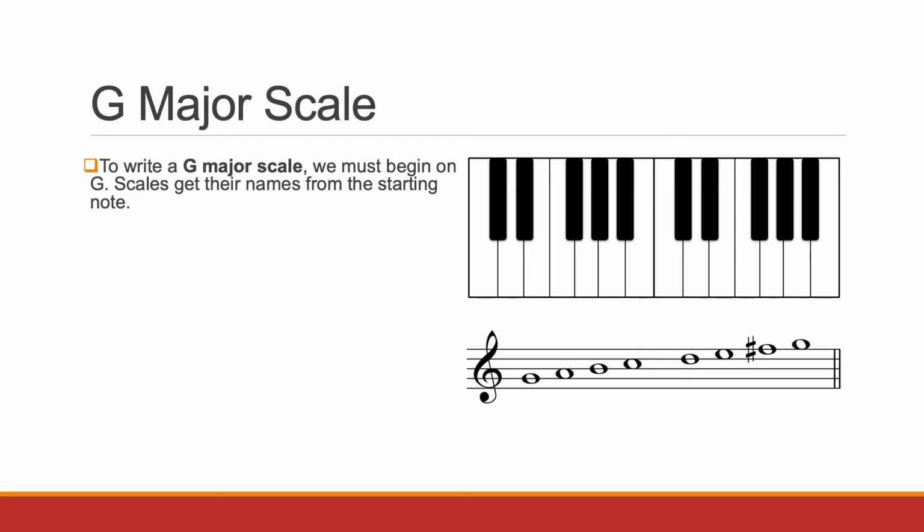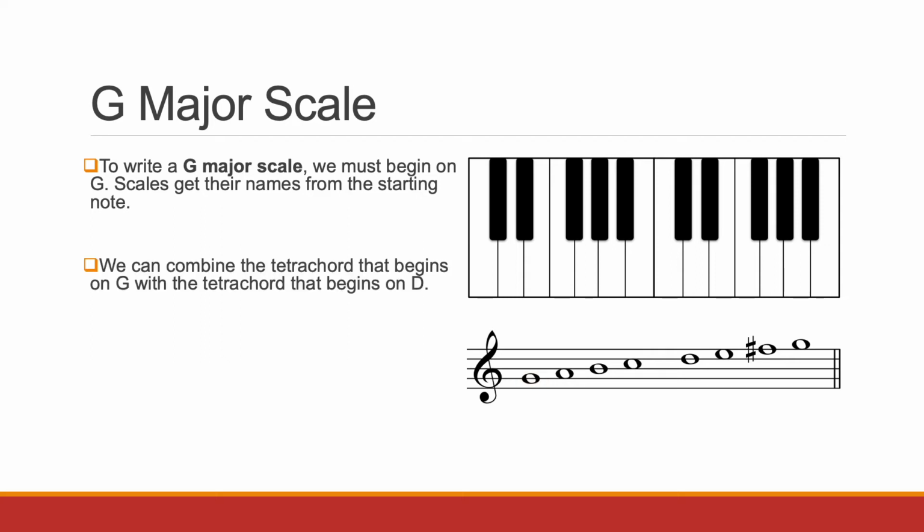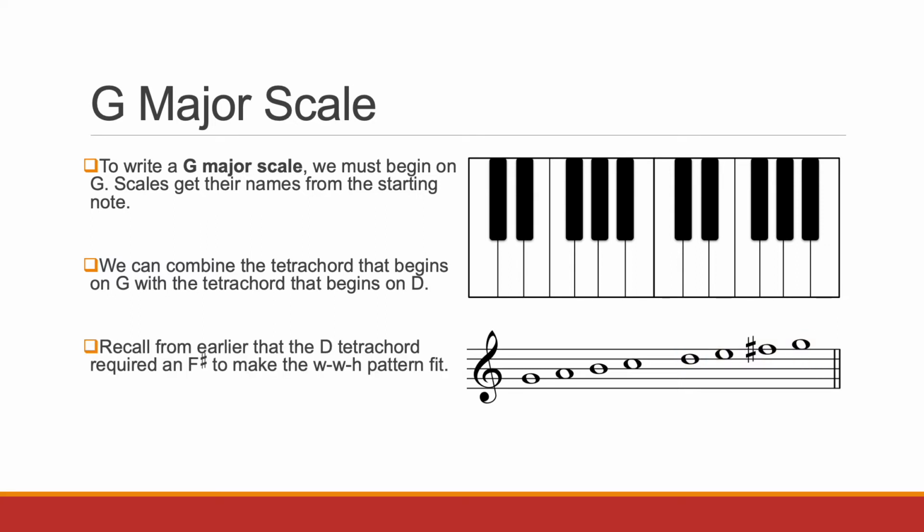G major scale. To write a G major scale, we must begin on G. Scales get their name from the starting note. We can combine the tetrachord that begins on G with the tetrachord that begins on D. Recall from earlier that the D tetrachord required an F sharp to make the whole half pattern fit. And now we can see that as we go through the whole steps and half steps.